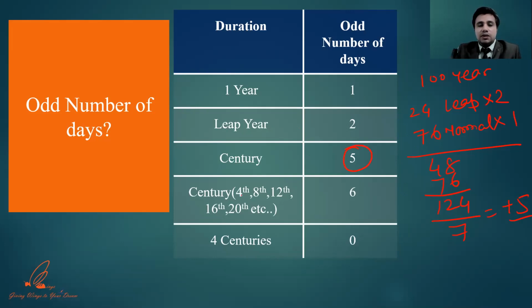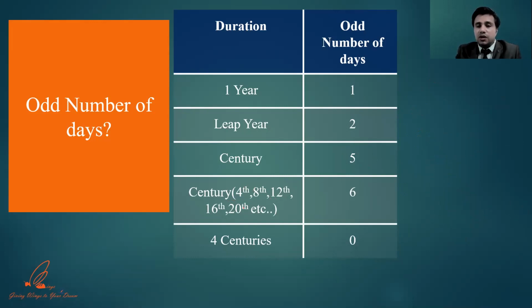Let us talk about this century now. If you look at the 4th century, 8th century, 12th century, 16th, or any multiples of 4 centuries, in those centuries we'll have 25 leap years and 75 normal years. 25 into 2 odd days and 75 into 1. It becomes total 125 odd days. And if we divide it by 7, we get 6 odd days. That's why in those centuries, we have 6 odd days.